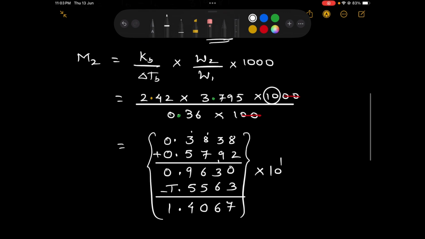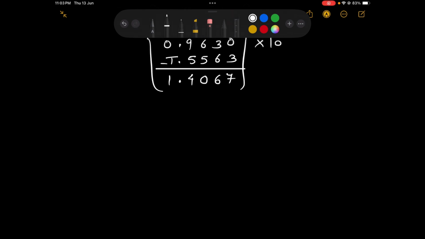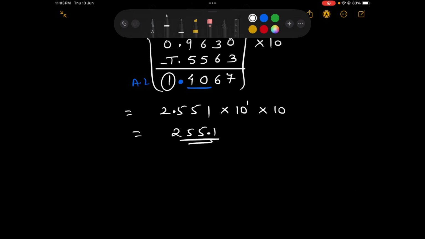So now we find out the antilog of the number 0.40 under 6, mean difference 7, and the antilog comes out to be 2551. Directly put a decimal after a digit, into 10 to the power 1, this 1 over here, and again we have one more 10. So we get the value as 255.1, and the units are gram mole inverse.